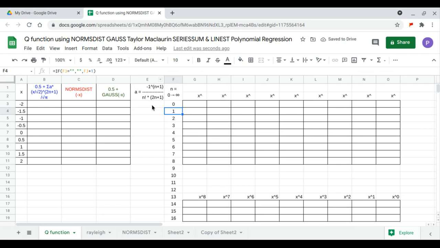16. We continue with the coefficient, which is our formula, minus 1 raised to the power n plus 1, the quantity n plus 1, divided by, there are two parts, factorial of n and the quantity 2n plus 1. So factorial n times the quantity 2 times n plus 1.